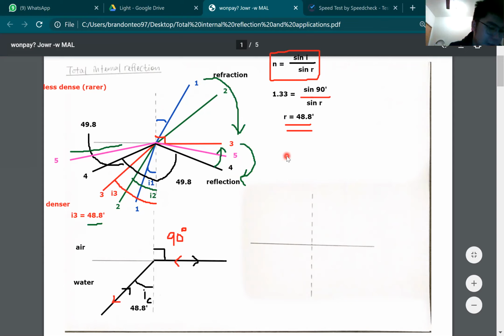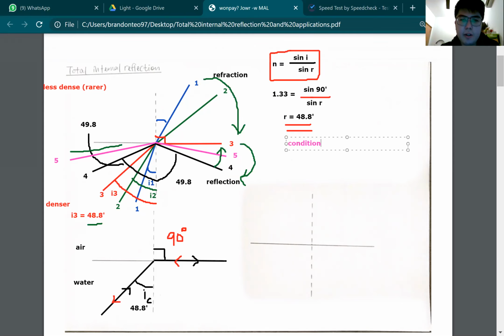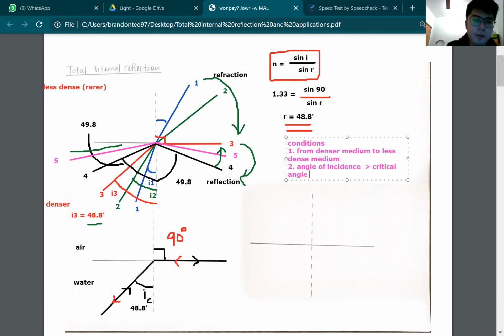Okay, so far you know that there are 2 conditions. This is very important: the conditions for total internal reflection. The first one is that it must go from a denser medium to a less dense medium. If it goes from less dense to denser, it will not happen. Second, the angle of incidence must be greater than the critical angle. Only then will total internal reflection happen.